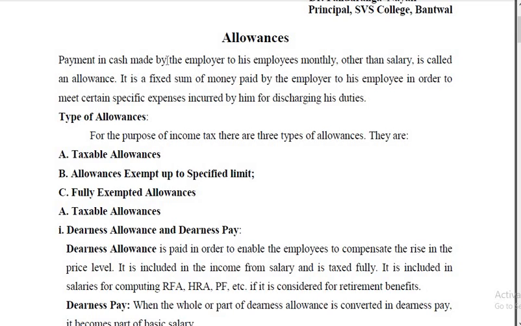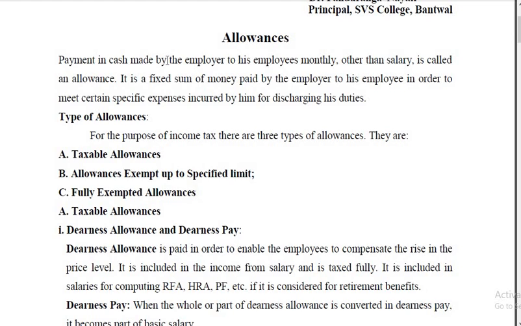It is a fixed sum of money paid by the employer to his employee in order to meet certain expenses incurred by him for discharging his duties. So what's allowance? Allowance is any payment made by the employer to the employee in cash, and it is in addition to basic. And why is it allowed? In order to meet certain specific expenses incurred in the discharge of his duties.